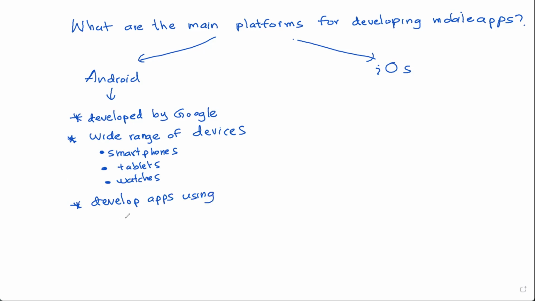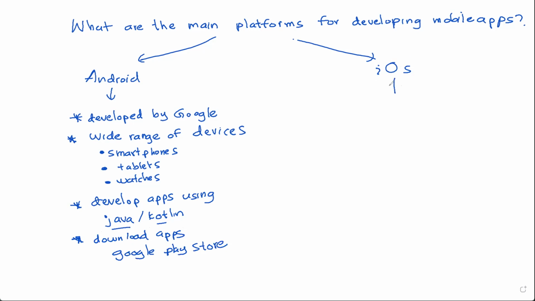We can develop apps using Java or Kotlin languages. We can use Java and Kotlin to develop apps for Android, and then we can download those apps using the Google Play Store, and we can use those apps.